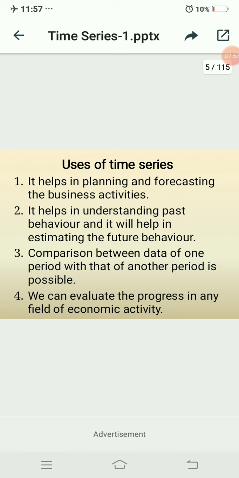Okay, time series totally helps to increase the economy level. Okay, and it gives you more information on how to increase the level of business, industries, governments, whatever you can consider. And it gives you long period data also.